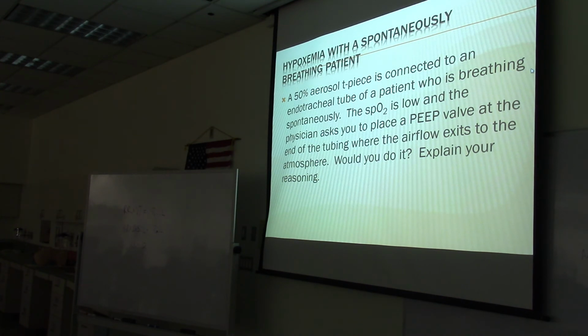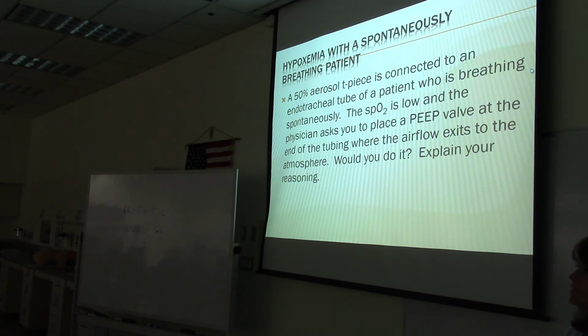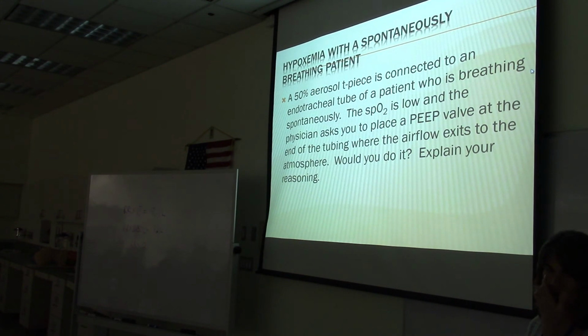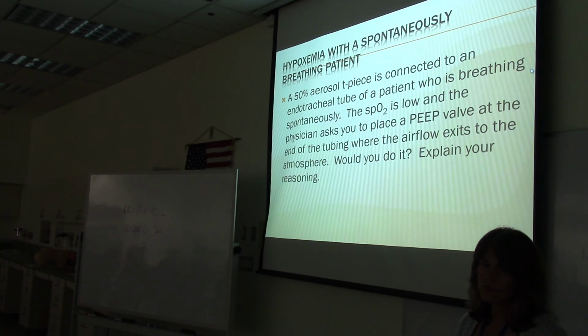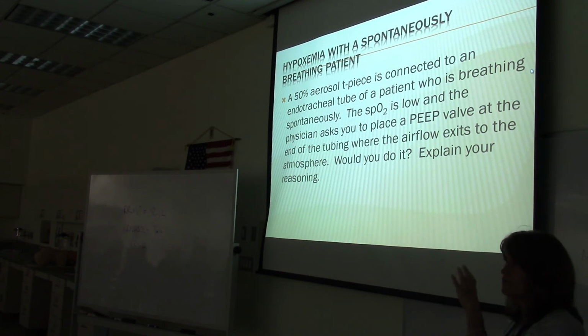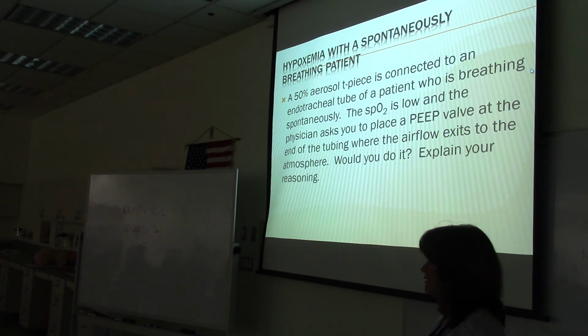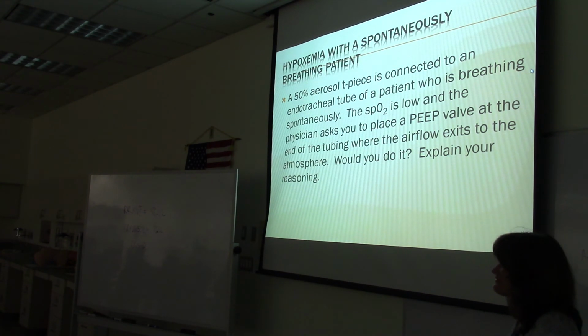So imagine a patient's intubated, they're on T-piece trial. They're set to 50% on the air entrainment dial, and their oxygen saturation is low. Whether it's 88% or 86% or whatever, it's low. So the physician is thinking, if you stick a PEEP valve on the end of the T-piece, that'll create some PEEP, and then you'll improve your oxygenation. Would you do it? I don't. Is that even possible? No.